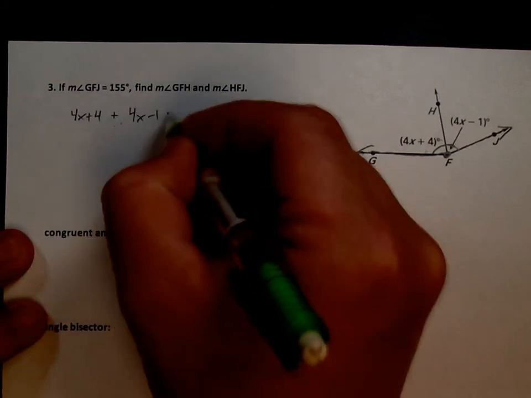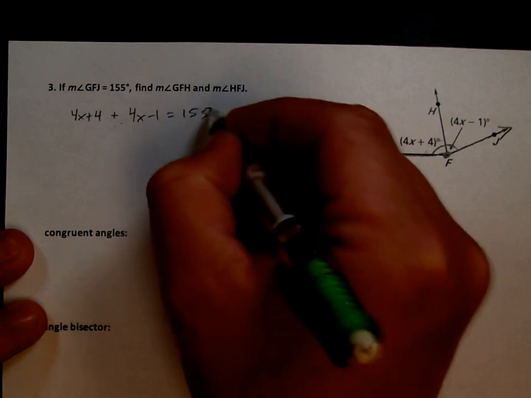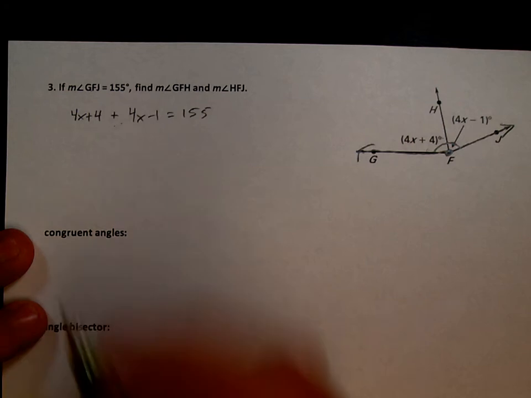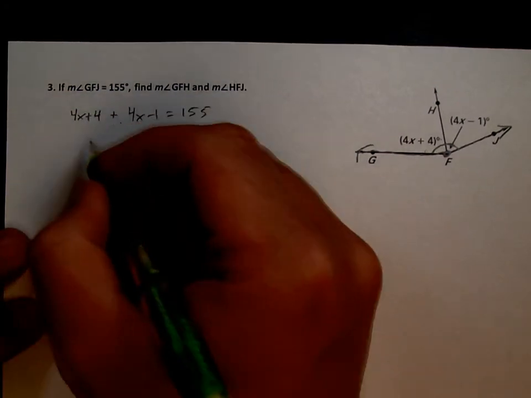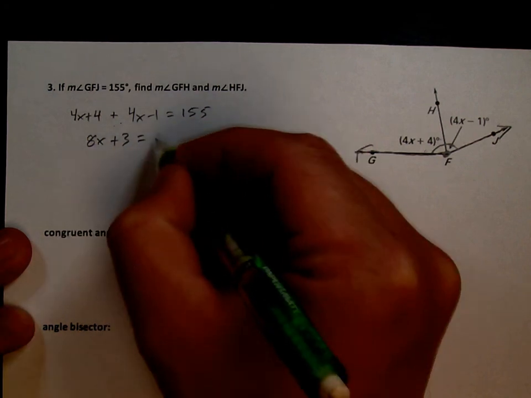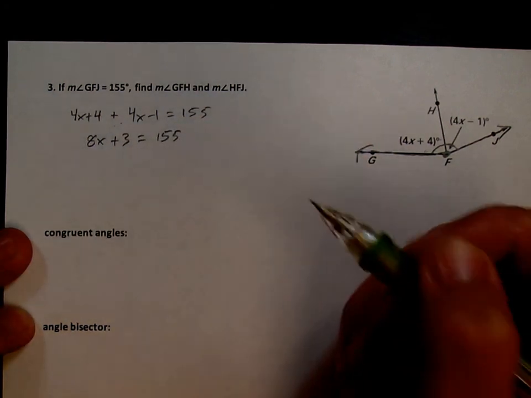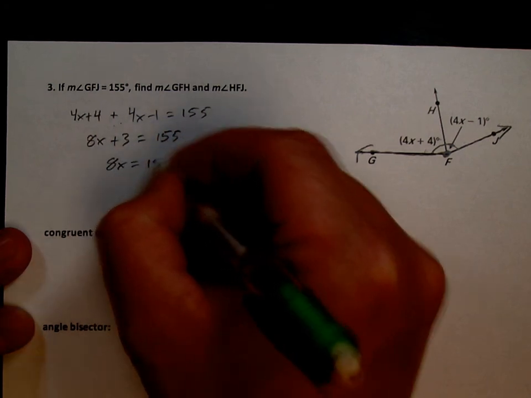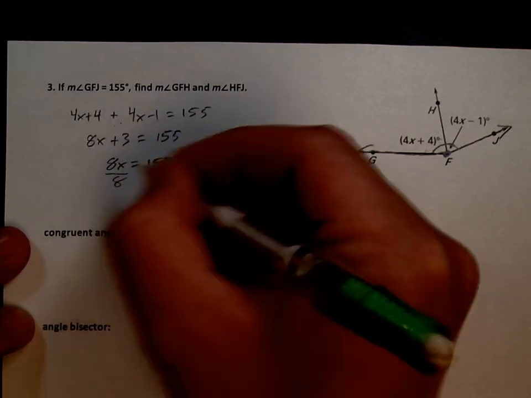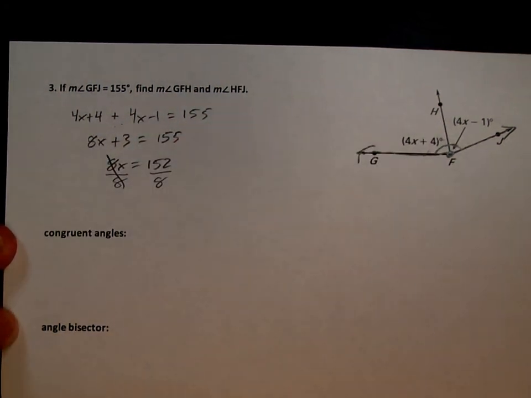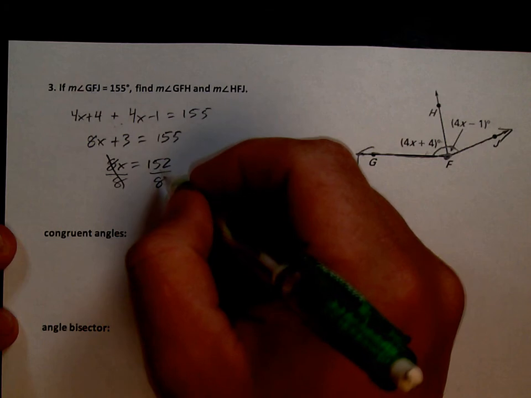When you do that, they will equal the total. So the sum of the two parts is equal to the total. Let's go ahead and now simplify the left side. We have like terms that we can combine together. Solve this algebraic equation. I will subtract 3 from both sides. And lastly, I will divide by 8, giving us 38.